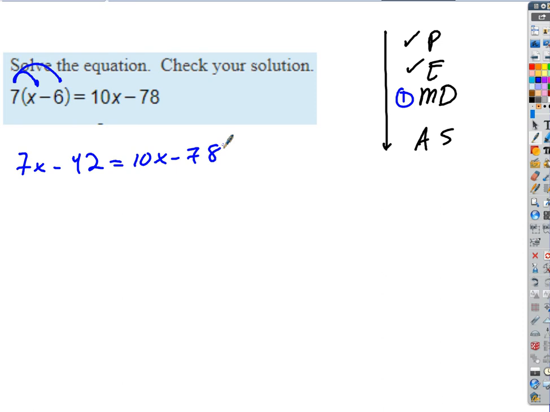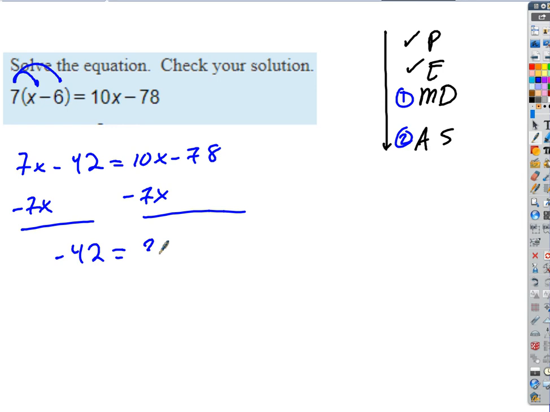Then I don't get a negative coefficient. I get more x's on the right, so let's push them to the right. Okay? So what is that? Well, that's just add, subtract, right? That we're still simplifying. So if I subtract 7x from both sides, the 7x's cancel on the left side, and I just get a negative 42. Over here on this side, I get 3x minus 78.